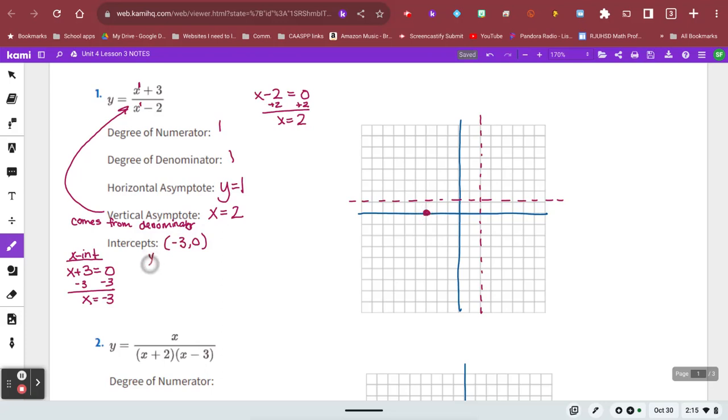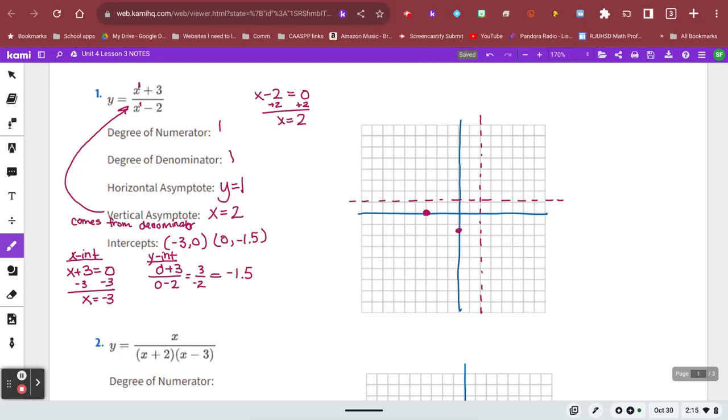And to find our y-intercept, we're going to take our whole equation, and we're going to put 0 in for every x. So we're going to go 0 plus 3 over 0 minus 2. I'm going to get 3 over negative 2, which is about negative 1.5. And since we said x was 0, our y is negative 1.5. And here at 0, negative 1.5, it's going to touch about right here.